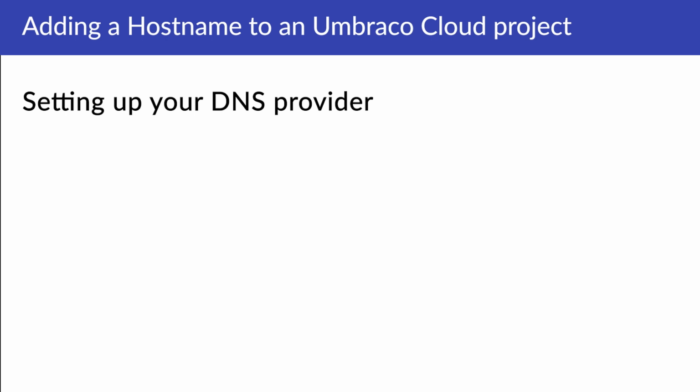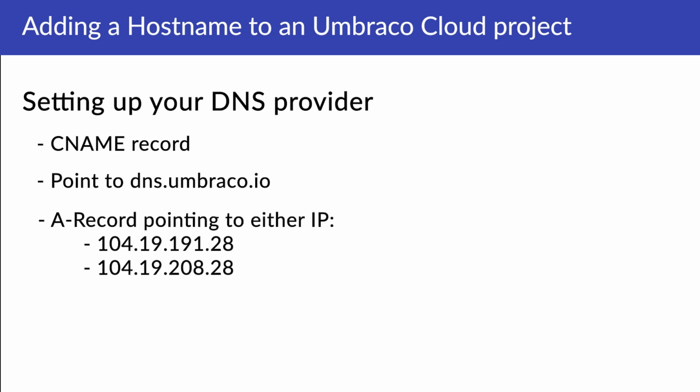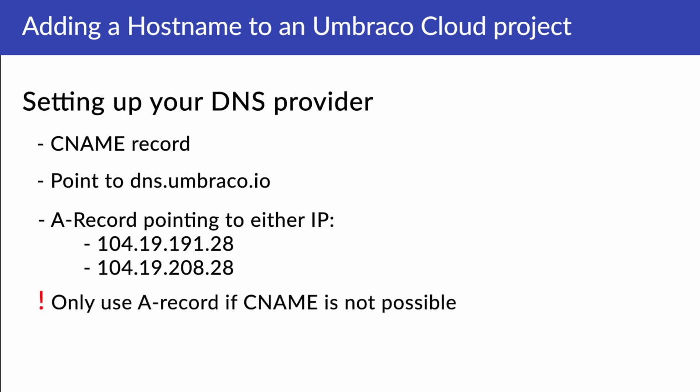Before we set up the host name, we need to make sure our DNS provider is set up properly. You can add a CNAME record that points to dns.umbraco.io, or you can set up an A record pointing to either IPs as seen below. However, only use the A record if a CNAME is not possible.